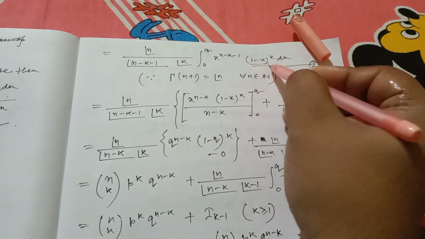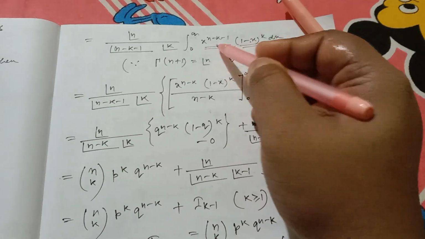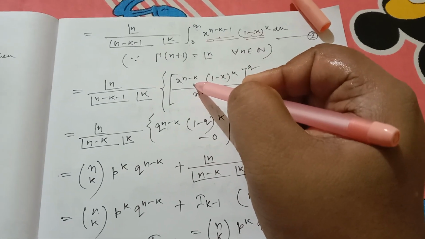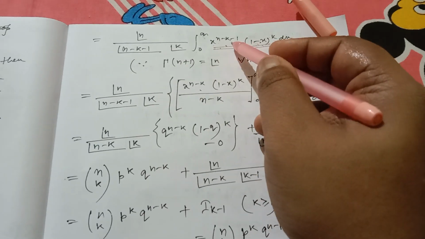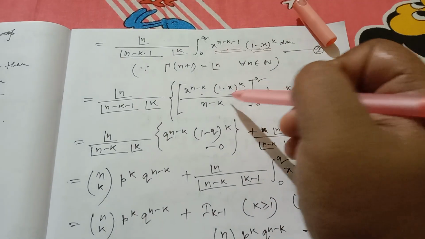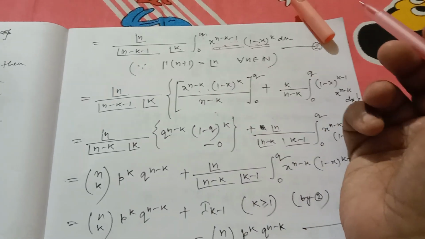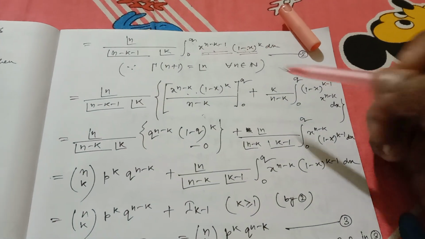Say this is the second function, this is the first function, or you can choose this is the first function, this is the second function, u into v. So u remains intact, you can consider, and v should be integrated. So x to the power n minus k minus 1 plus 1, so x to the power n minus k will appear, and in the denominator portion also you will get n minus k. Integration should be done from 0 to q.